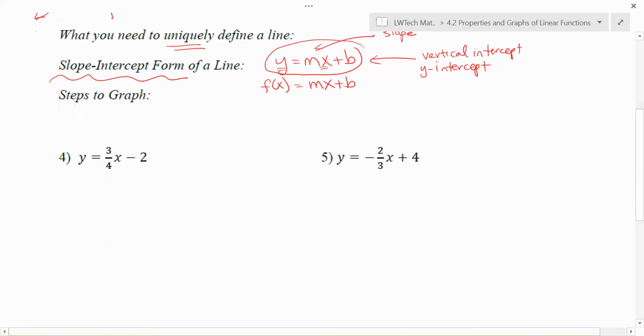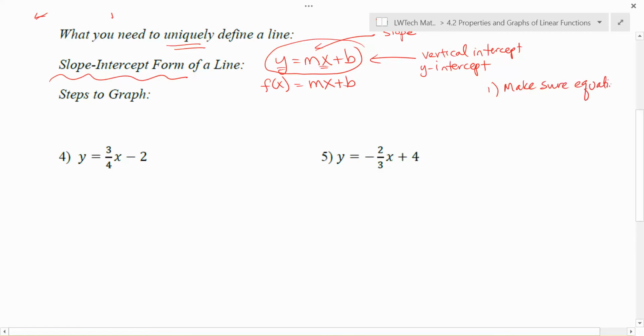If you want to draw a graph of a linear function, the first thing that you want to do is to make sure that your equation is in y equals mx plus b form. For us, that means that the y has to be by itself on one side of the equation. Notice both in problems 4 and 5 here, the y is already by itself. This is awesome because it makes it very easy now to do step 2, which is identify the slope, which is the m value in the equation, and the y-intercept, which is the b value in that equation.